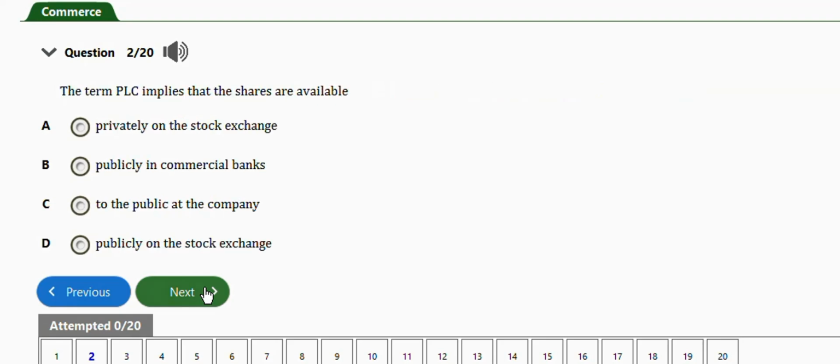Next question, this one. It says the term PLC implies that the shares are available privately on the stock exchange, publicly in commercial banks, to the public at the company, publicly on the stock exchange. The right answer is option D, publicly on the stock exchange.